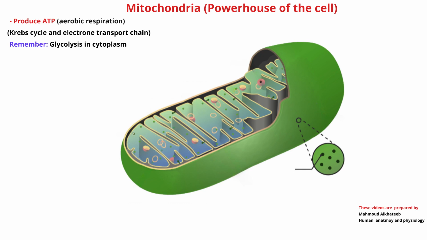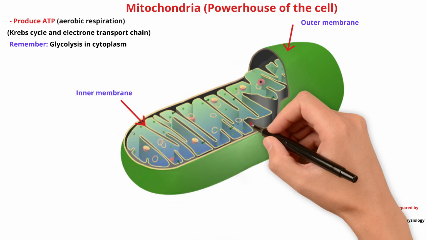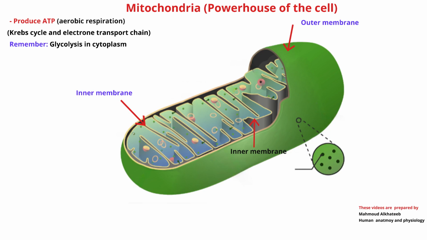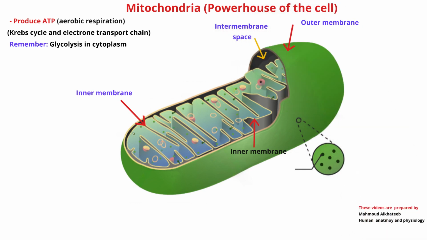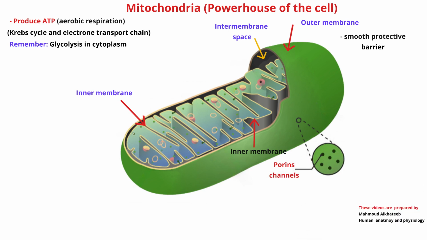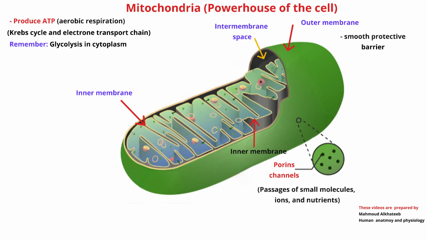Now, let's analyze the structure of the mitochondrion. As shown here, each mitochondrion is a double-membraned organelle, meaning it has both an outer membrane and an inner membrane. The space between these membranes is known as the intermembrane space. However, the outer membrane is smooth and acts as a protective barrier. It contains porins, which are channel-forming proteins that allow small molecules, ions, and nutrients to pass freely between the cytoplasm and the intermembrane space.